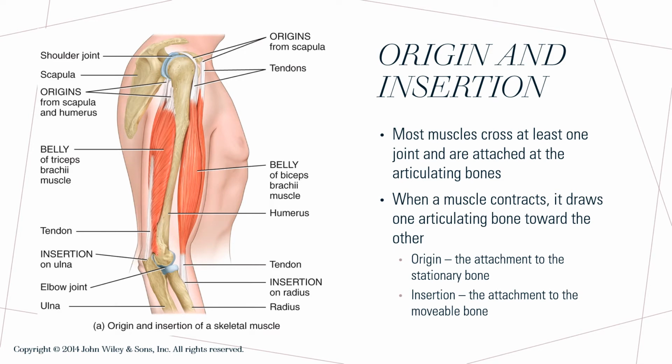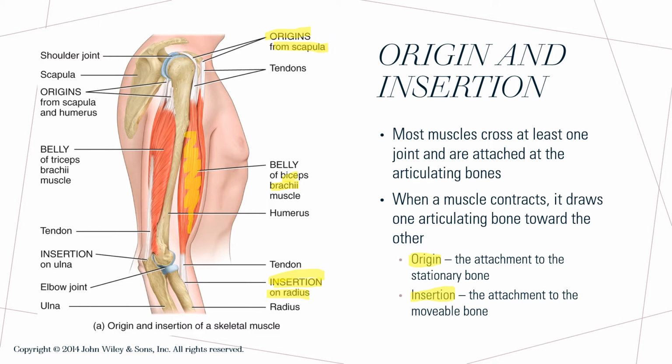Normally, the attachment of a muscle's tendon to the stationary bone is called the origin, and the attachment of the muscle's other tendon to the movable bone is called the insertion. A usual rule of thumb is that the origin is usually proximal and the insertion is distal. So the insertion is usually pulled towards the origin. So here with the biceps brachii muscle, the origin is on the scapula and the insertion is down here on the radius.